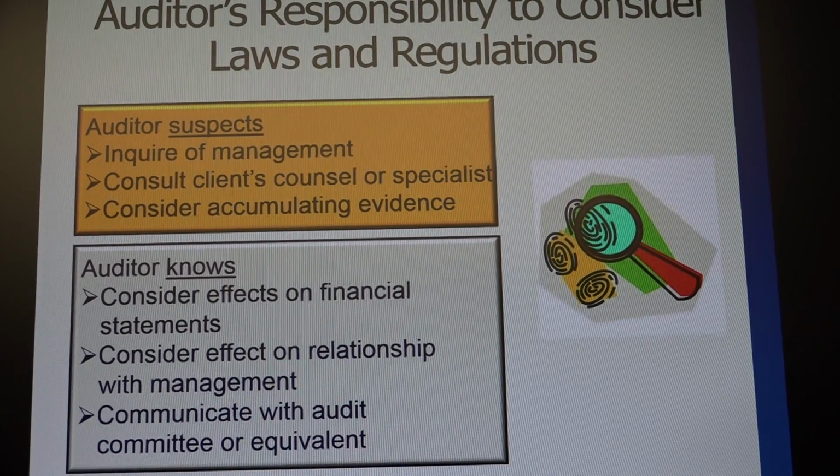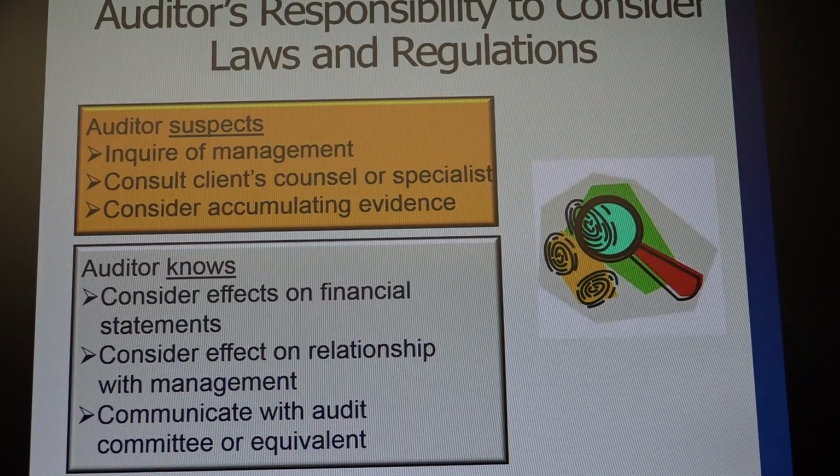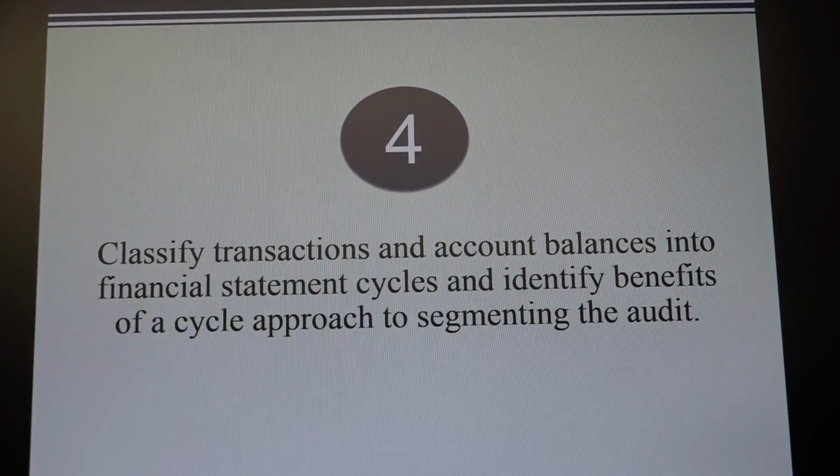And then if the auditor absolutely knows there's a violation of a law and/or regulation, they have to consider the effects on the financial statements, consider the effect on relation with management, and communicate with the audit committee, as I mentioned, and then act accordingly.